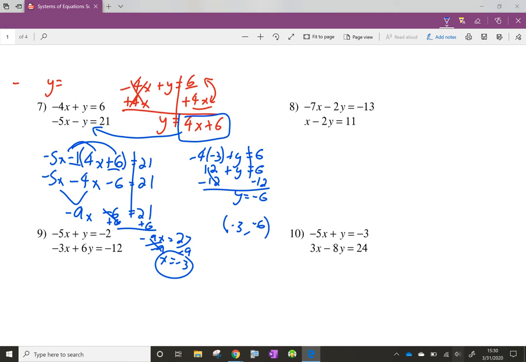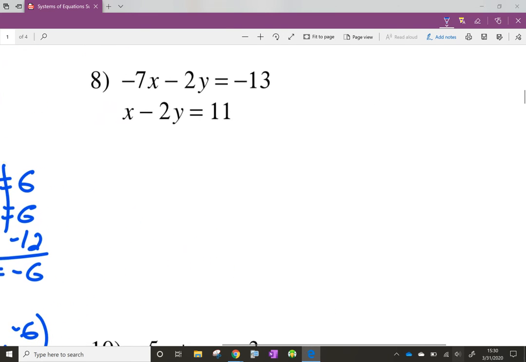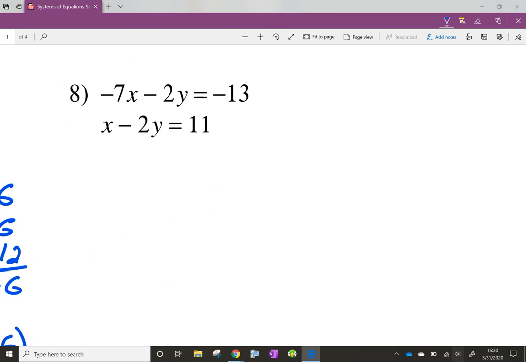Let me do number 8. Okay, now number 8, same issue, right? We don't have it in slope-intercept form. However, and this one's going to be a little bit weird at first, it doesn't have to be y equals. We don't have to have y by itself equal to whatever. All we need is some variable by itself. So even if we had x equals, that'd be fine.